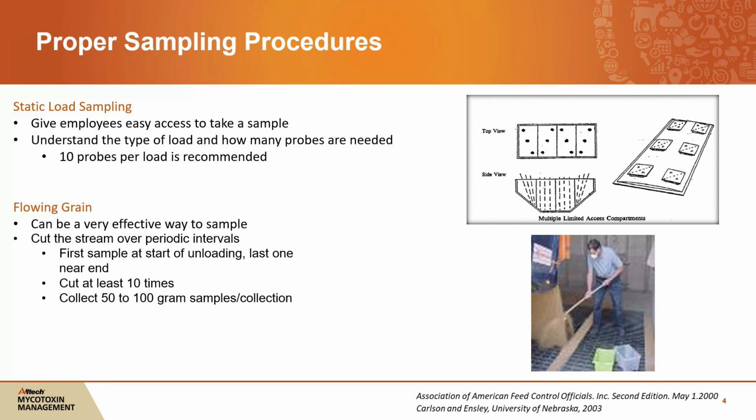So if you're going to be serious about your sampling procedures, either A, get an automatic probe, a vacuum probe like we saw in the previous slide, or give your employees an adequate way of taking a sample, whether that be some type of a platform they could walk on, or a safety harness to be able to climb up on the mill or on the grain trucks.